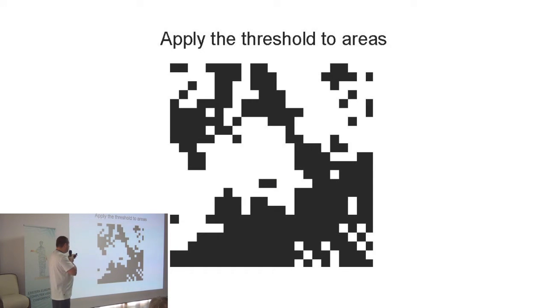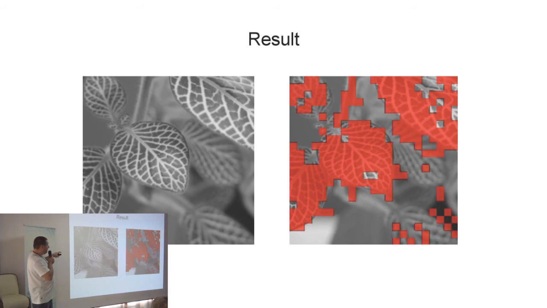Then I will apply threshold. It can be a simple threshold, 127. And if I apply this thresholded area to the first image, I will receive marked good parts of the image. And this is the base for image fusion, for multi-focus fusion.